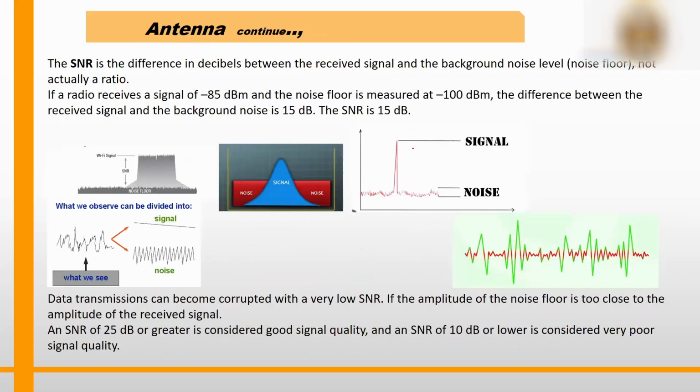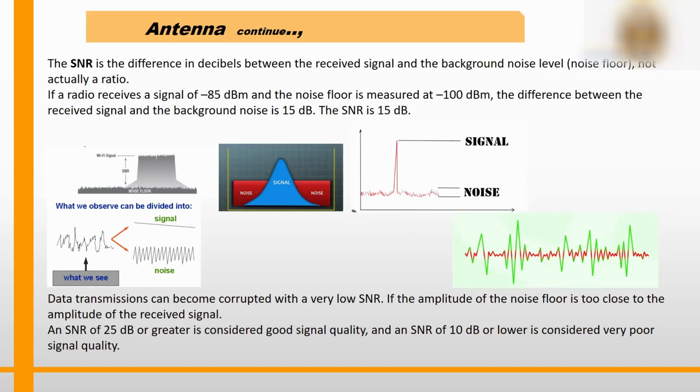Okay, so that's about the theory, but I hope you got the concept of what a Fresnel zone is in outdoor Wi-Fi communication. And next is the signal to noise ratio. Okay, signal to noise ratio. So what is signal to noise ratio? Let's see that. SNR is the difference in decibels between the received signal and the background noise level, not actually a ratio. Okay. So SNR is the ratio of the received signal strength to the background noise level.